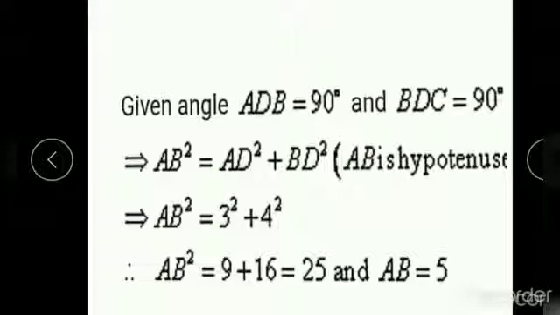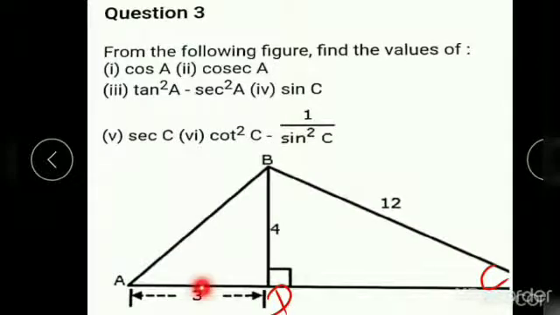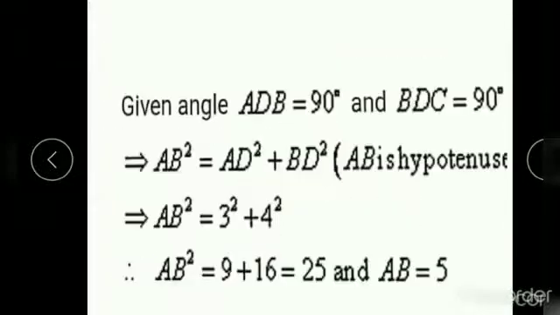If you are taking the first triangle ADB, in that angle D is 90 degrees. So substitute in the Pythagoras theorem: hypotenuse square AB square is equal to the sum of the squares of the other two sides. What are the other two sides? That is AD and BD. So AD square plus BD square. You don't know the hypotenuse square, so write it as it is. AD is 3 and BD is 4, right? 3 square plus 4 square. 3 square is 3 into 3 gives you 9 and 4 square is 4 into 4, that is 16.